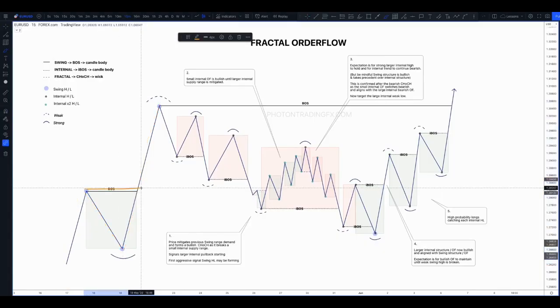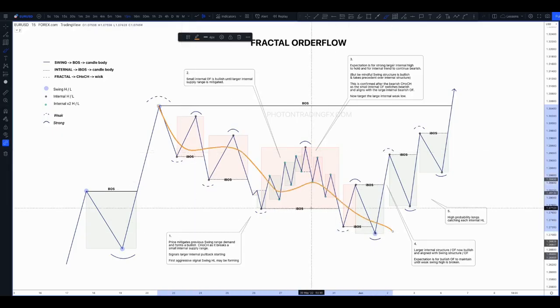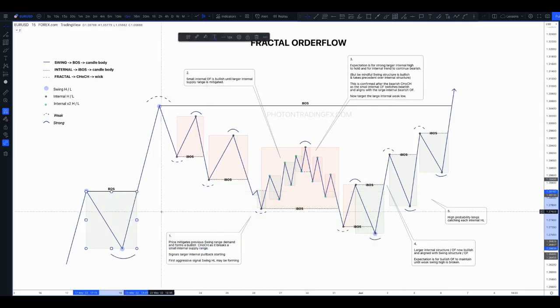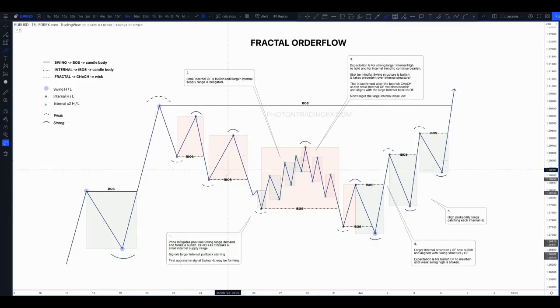What do we expect after a swing break of structure? We expect a swing pullback. It doesn't have to, but it's most likely that pullback is going to come down to at least the previous swing demand range, this green box. That's where typically we would expect price to pull back to, but it does not have to, especially if price is impulsive. We could just get that. But for keeping it simple, this is what we expect.